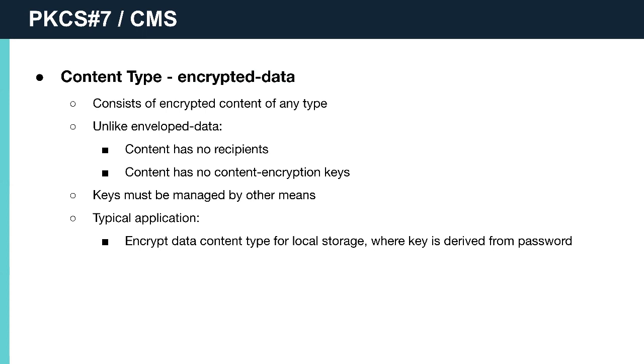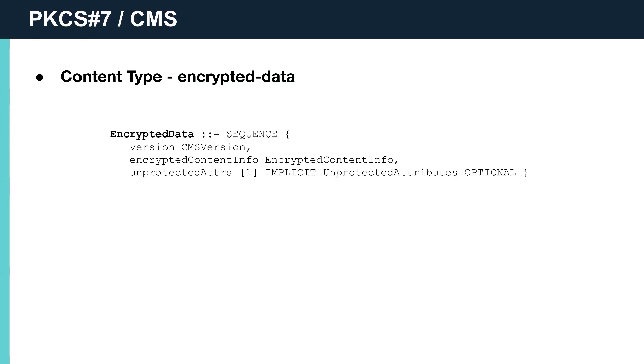Encrypted data is what its name kind of denotes. It's essentially encrypted content of any type. It has no recipients and it has no content encryption keys, so your keys must be pre-distributed to the endpoint. Typical application is encrypting data just for local storage, where you might be using a PBKDF, password-based key derivation function, to derive the key from a password. The structure is a lot smaller, as you can see here.